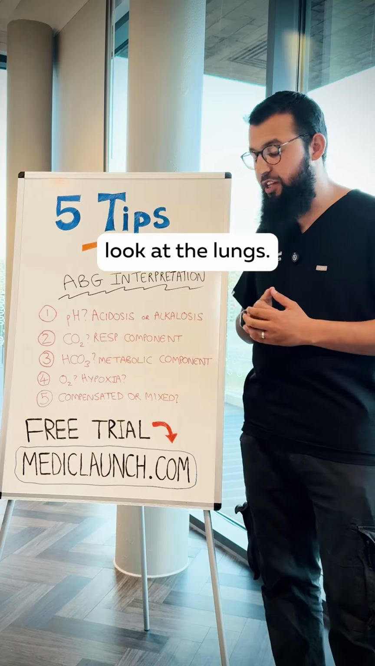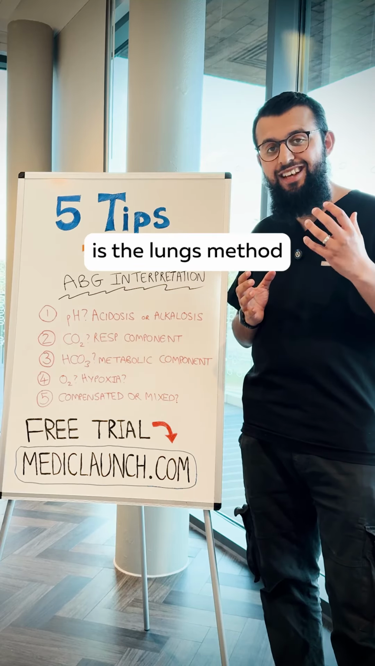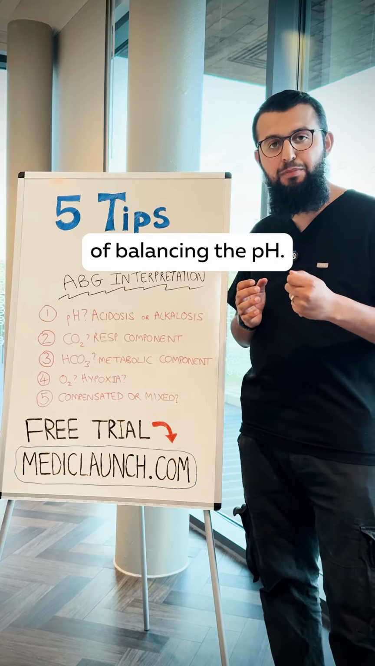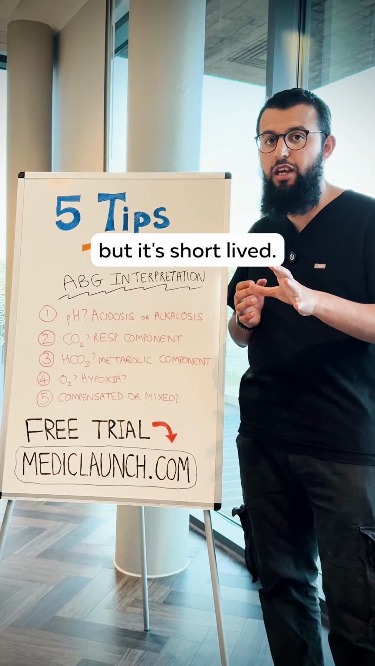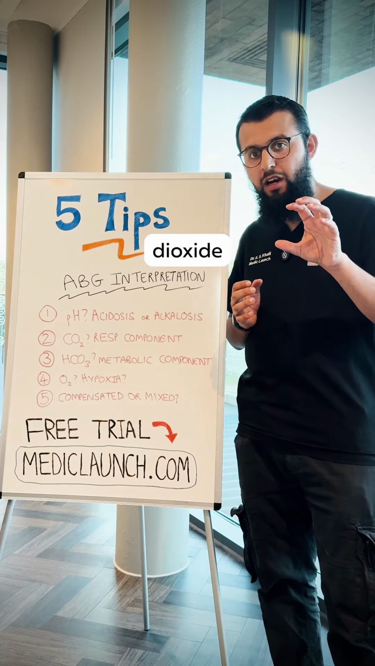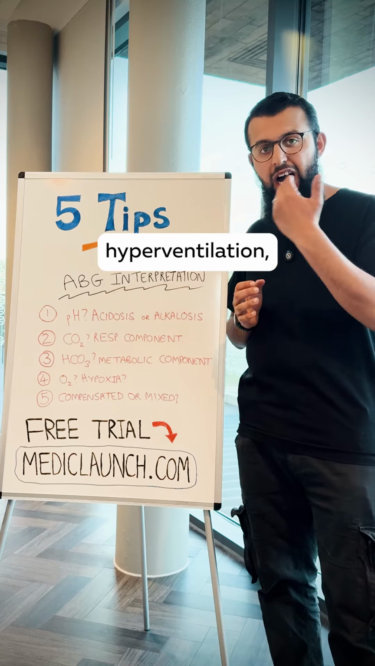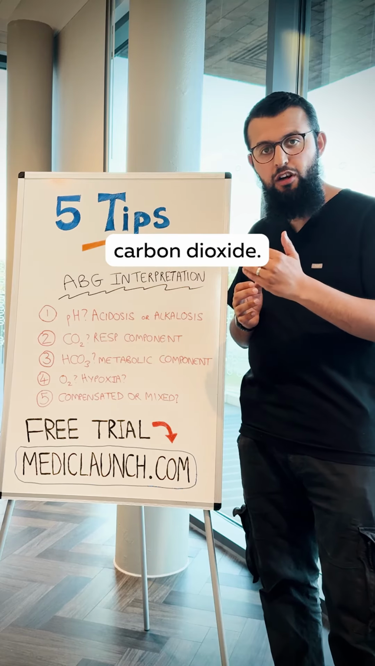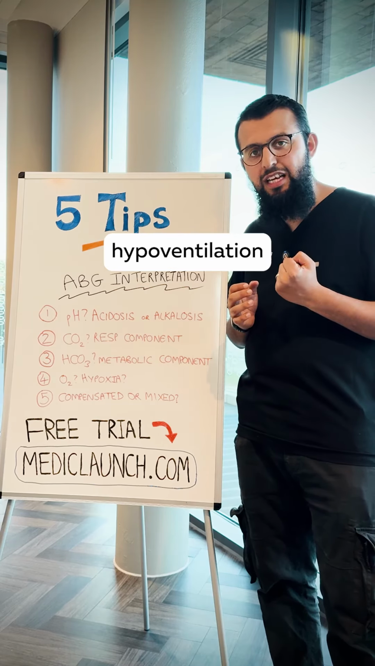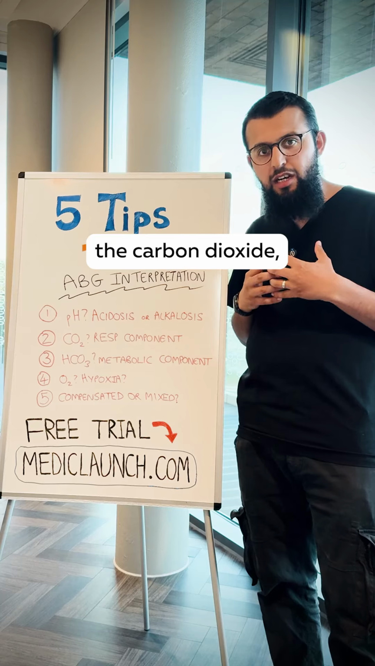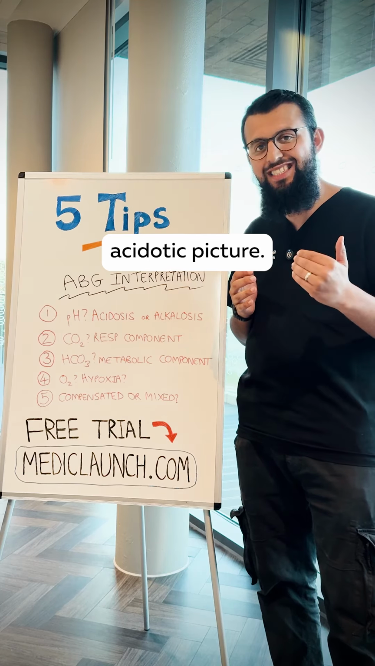The next is to look at the lungs. The carbon dioxide is the lungs' method of balancing the pH. It's fast, but it's short-lived. So if there's a low level of carbon dioxide, that indicates respiratory alkalosis. Why is it low? Because of hyperventilation, the lungs are blowing off the carbon dioxide. If there's hypoventilation and the lungs are retaining the carbon dioxide, you're expecting a respiratory acidotic picture.